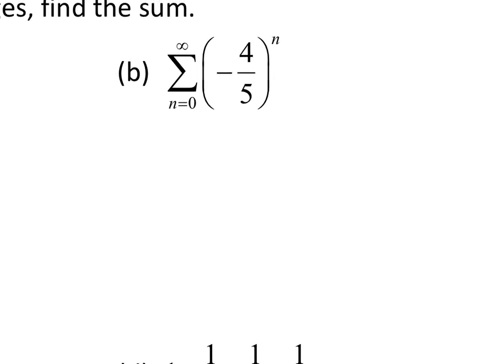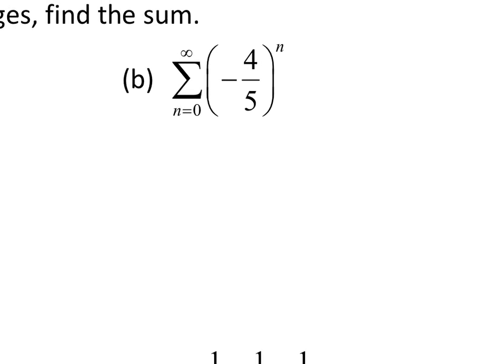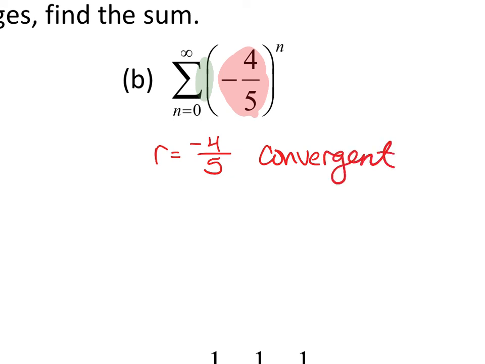What about B? Is this arithmetic or geometric? Geometric again. What's the common ratio? Negative 4 over 5. And just while we're thinking about it, what's the initial value? 1, invisible 1. So since we know that the common ratio is negative 4/5, does that make it convergent or divergent? Convergent. If it's a true fraction, something between 0 and 1 in absolute value, then it's convergent, and we can use the formula.